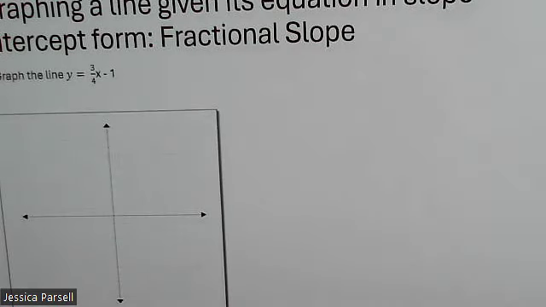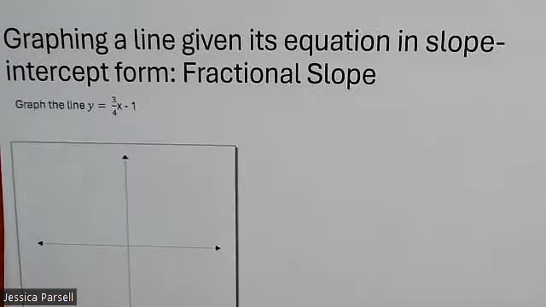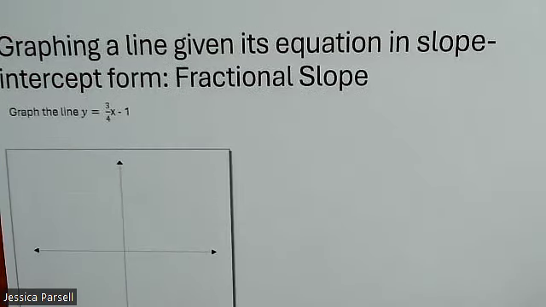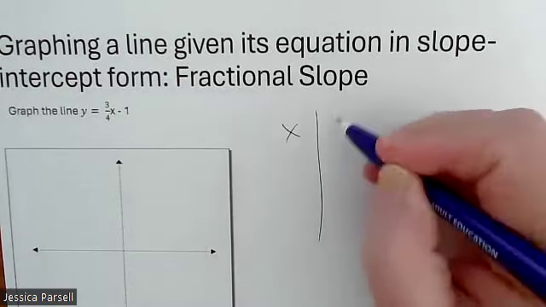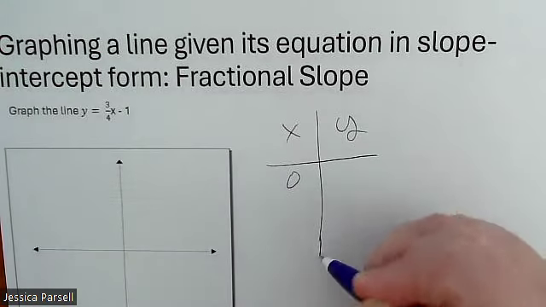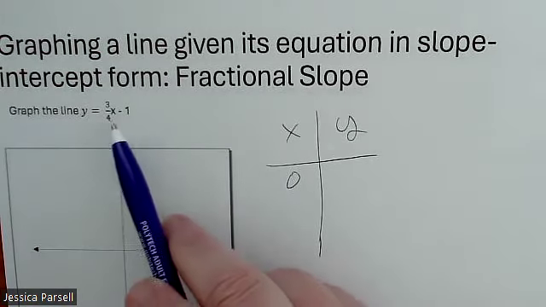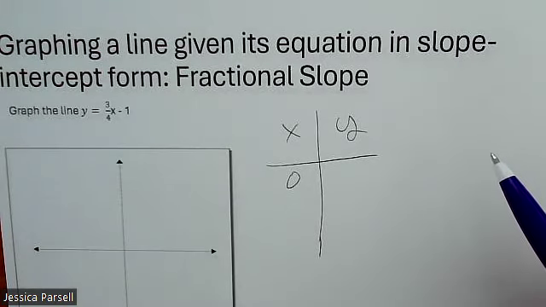Okay, let's look at, ooh, we're gonna crank it up a notch. Now we're gonna start putting a fractional slope in it. And that's okay, because I'm gonna show you a trick so you don't have to be fearful of these. Okay, so here is the trick. We'll make our chart. Always put 0 in for x. That's gonna zero out that whole thing, which is gonna be kind of nice.